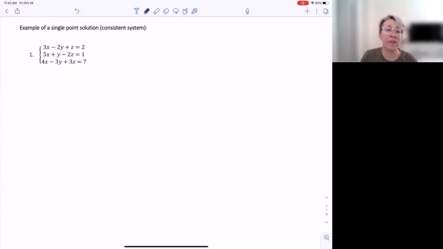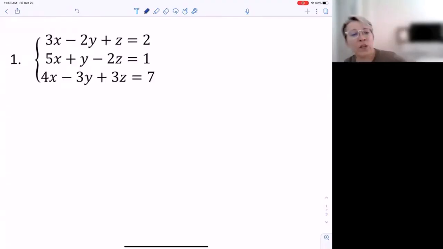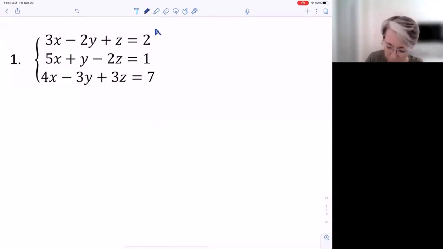So let's do an example of a single point solution. This is what we call a consistent system. In equation 1, we have 3x minus 2y plus z equals 2. Let's call that equation A. Then 5x plus y minus 2z equals 1. Call that equation B. And 4x minus 3y plus 3z equals 7. We'll call that equation C.